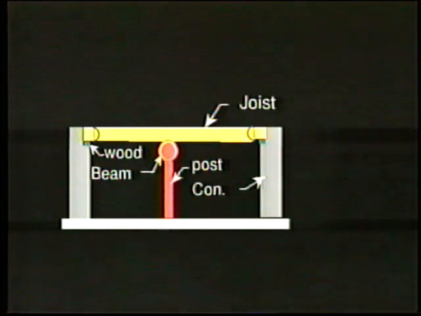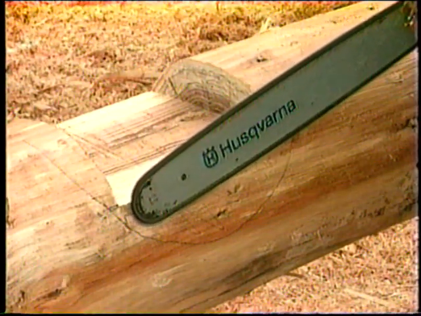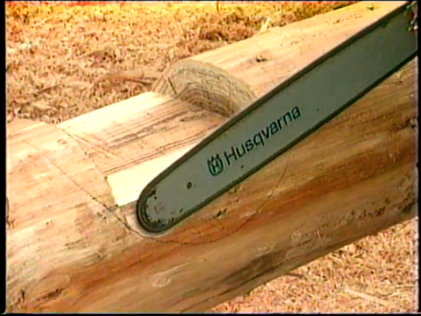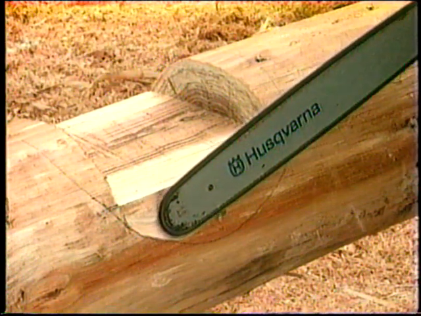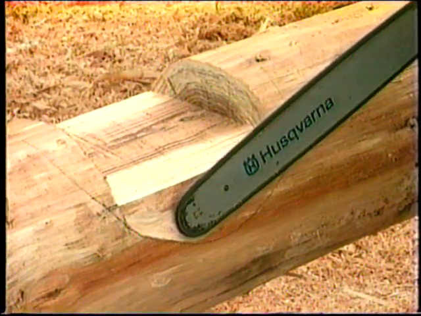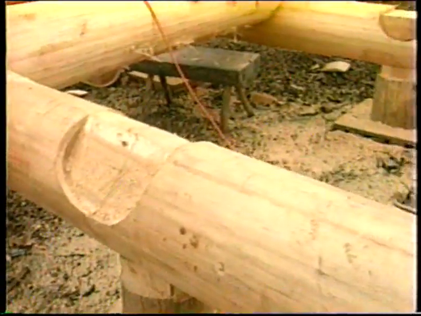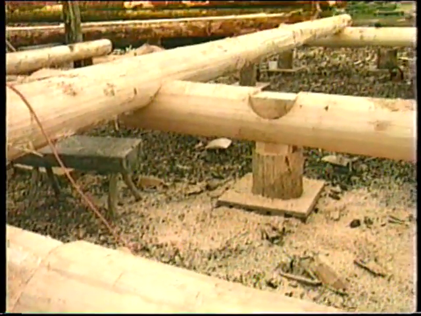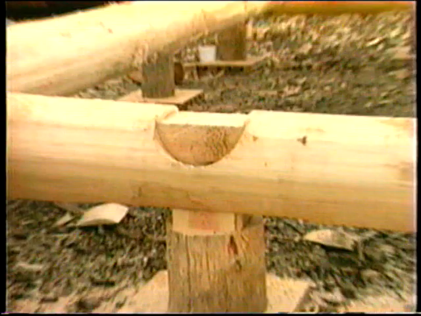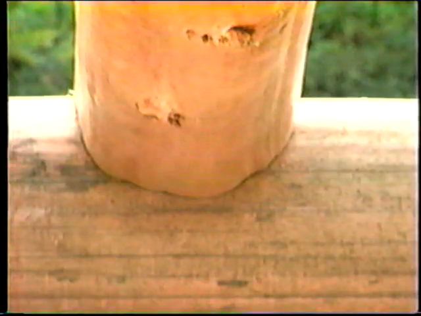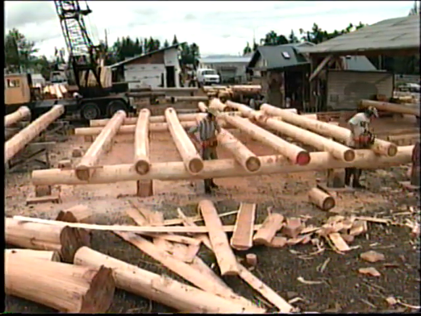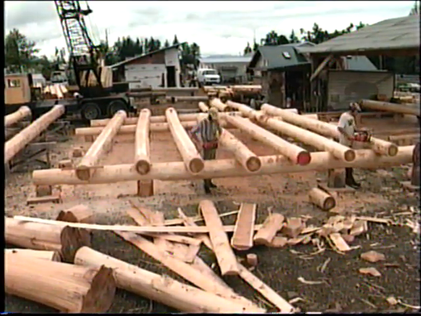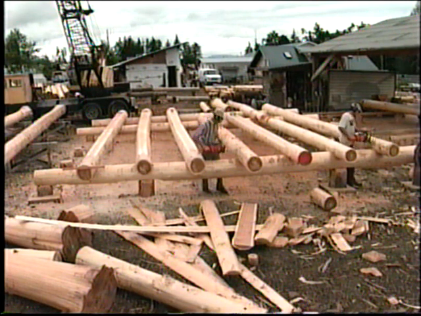Set your scribers to the amount that the ends must come down to contact the seat. Then scribe the joist at the beam. A square notch would be the most appropriate choice for this location also. Experience has taught us that it's better to cut the flats on the top of the joists after they have been fitted to the building.